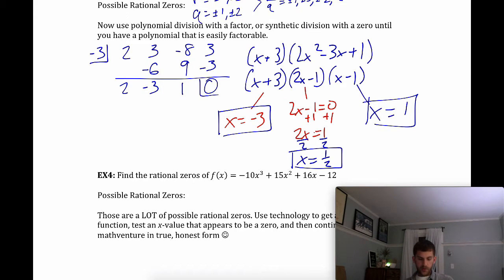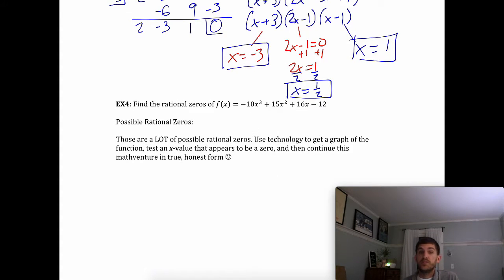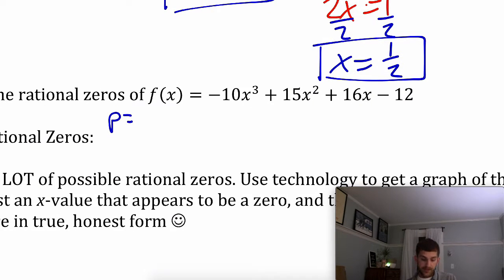For the next one, there's a whole lot going on here. So again, this is one where you're definitely going to want to use the calculator to find a zero to start. So our p values, our constant, is -12, so you got plus or minus 1 and 12. I'll get to the 12 later. 2 is also a factor. So is 3. So is 4. So is 6. And so is 12.